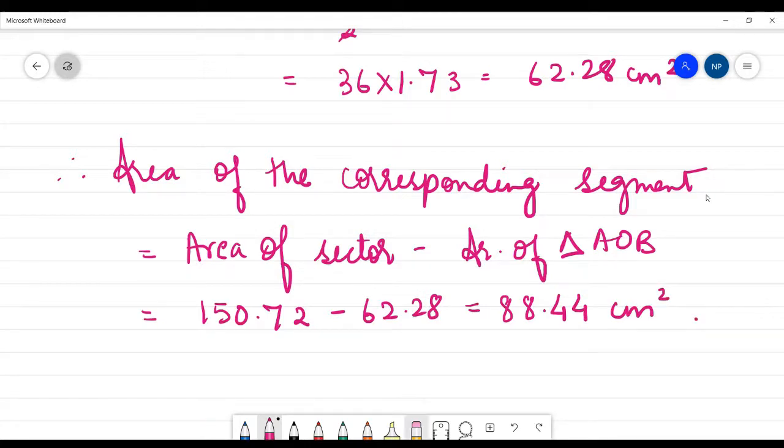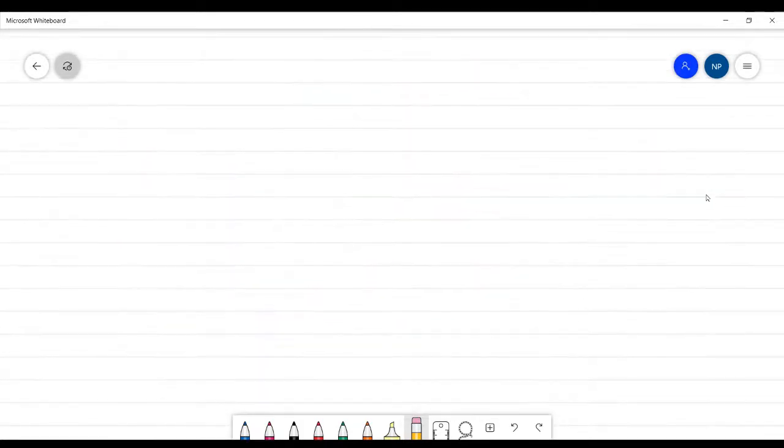Now let us move on to question number 8. Question number 8 states: a horse is tied to a peg at one corner of a square-shaped grass field of side 15 meter by means of a 5 meter long rope. First, we have to find the area of that part of the field which the horse can graze, and second, the increase in grazing area if the rope were 10 meter long instead of 5 meter long.